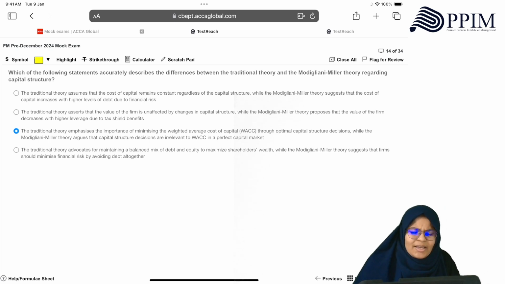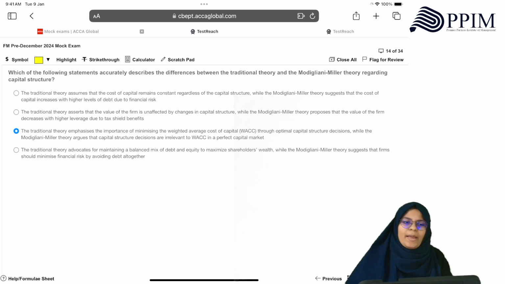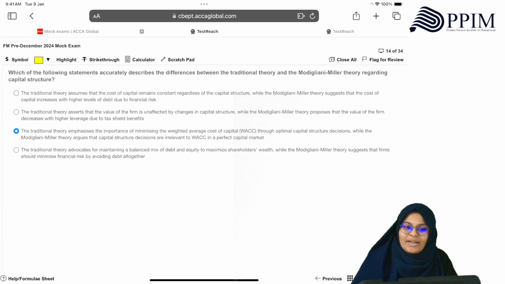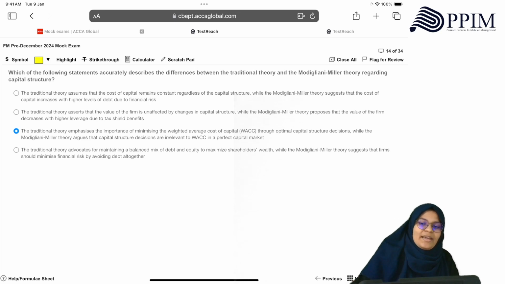I'll read the other one as well. The traditional theory advocates for maintaining a balanced mix of debt and equity to maximize shareholder wealth, whereas M&M suggests that the firm should minimize financial risk by avoiding debt. That's wrong. Okay, because in M&M with tax or without tax, they didn't say avoid. In fact, in the with tax theory, they are saying go for 99% debt, right? In the without tax theory, they said it doesn't matter. Whatever debt you have, whatever equity you have, it doesn't matter, right? So nowhere does M&M mention that you have to avoid debt. That is completely wrong. Okay, so the answer there will be C.